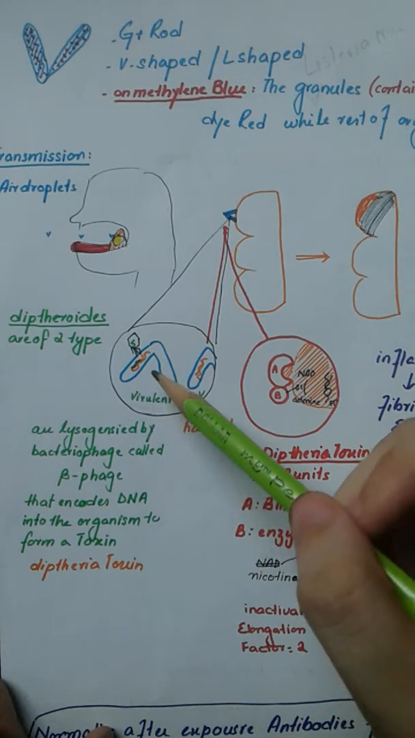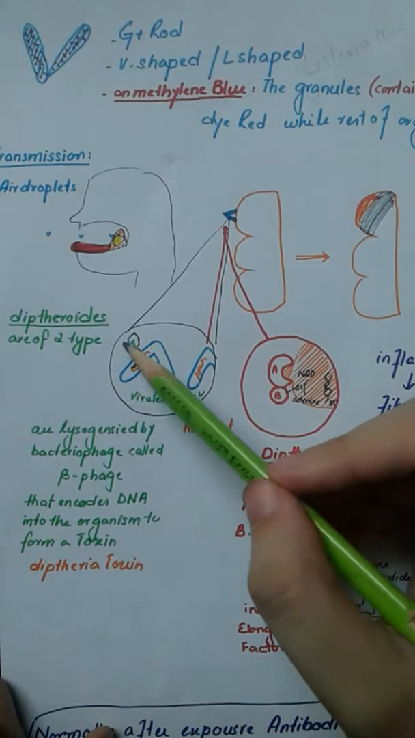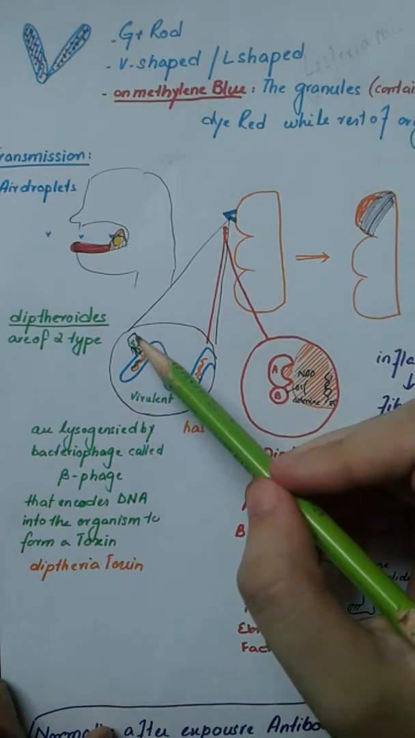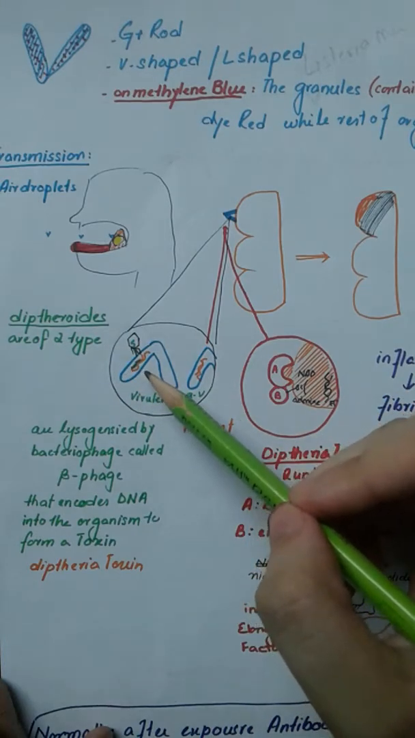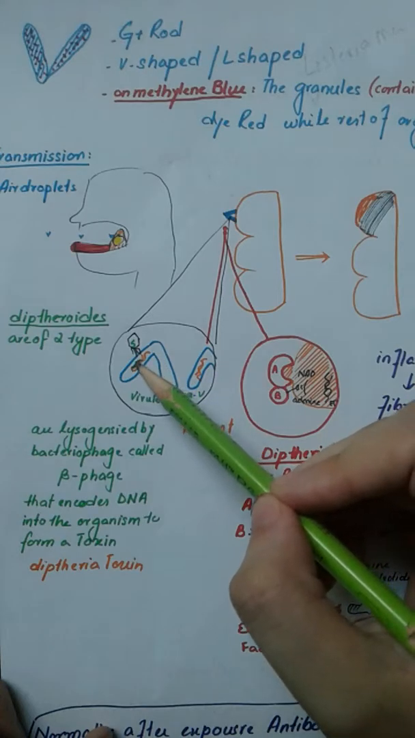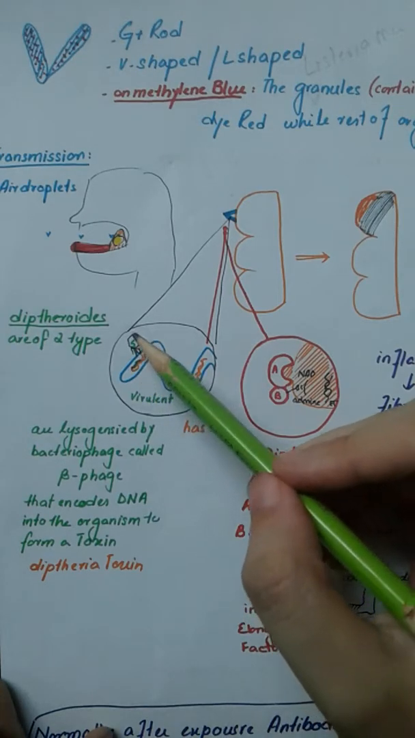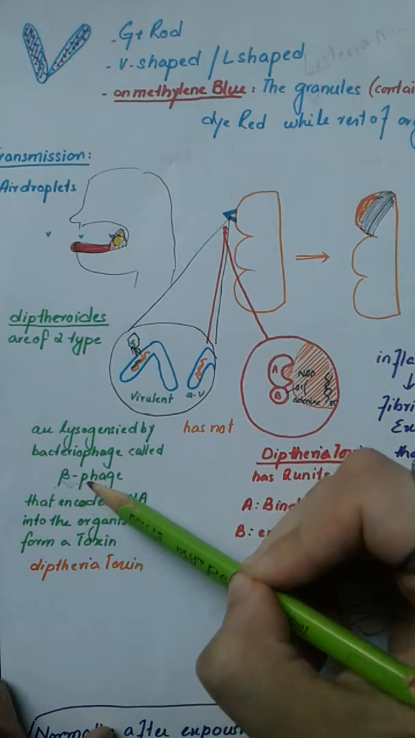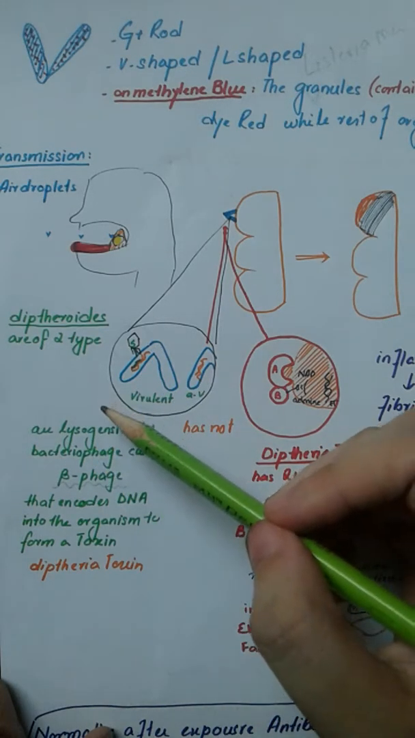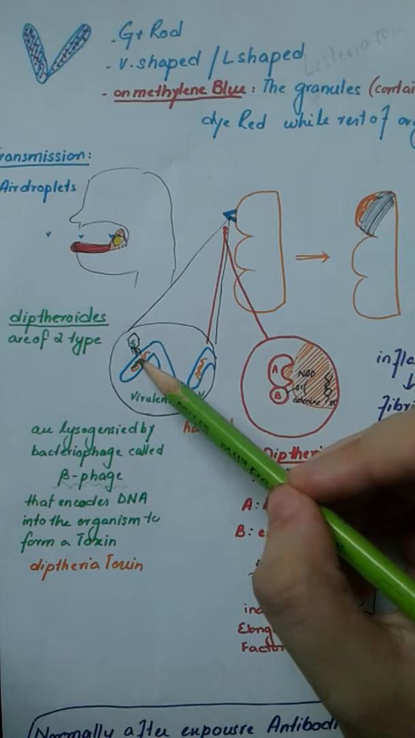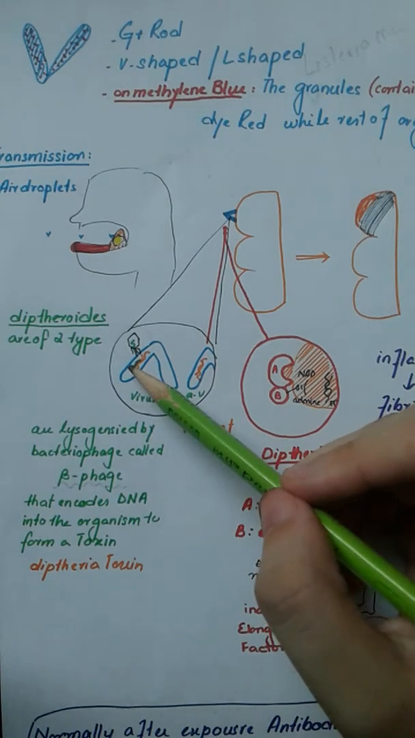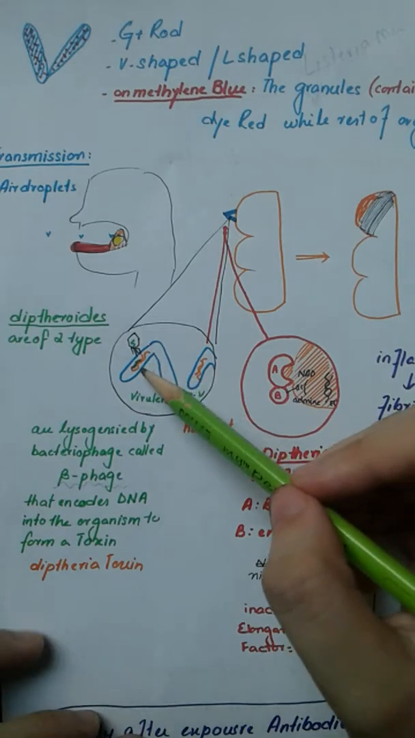How are they virulent? Because before getting into the body, they are lysogenized by a bacteriophage, meaning that they are visited by a specific virus which carries a specific DNA that is encoded into the bacterial DNA. This virus is known as a beta phage. Upon encoding its DNA, it makes the bacterium produce a certain toxin known as diphtheria toxin, which is the main thing that causes the disease.